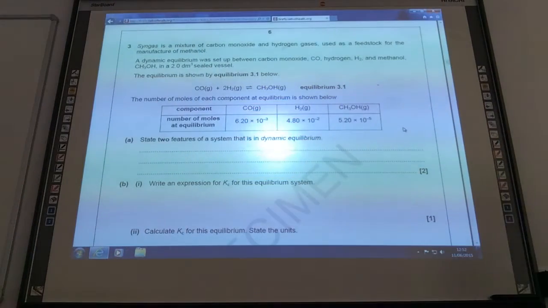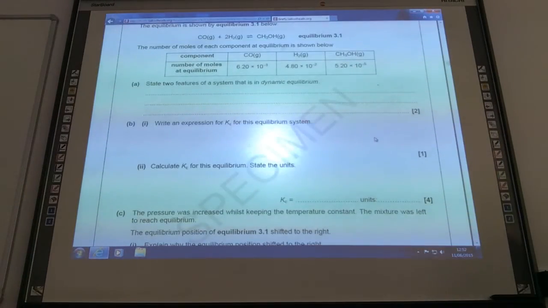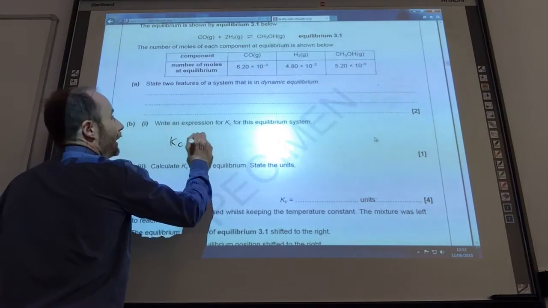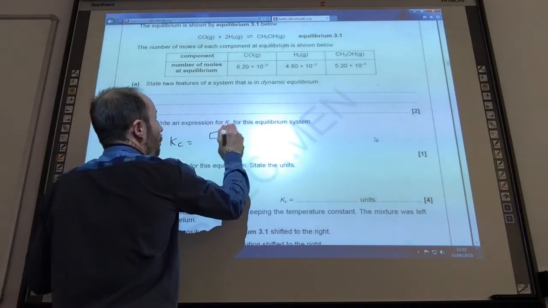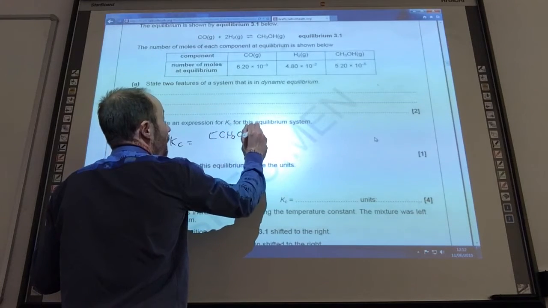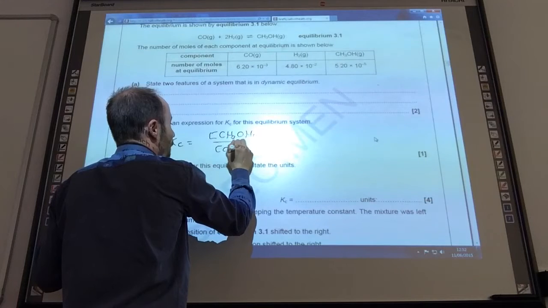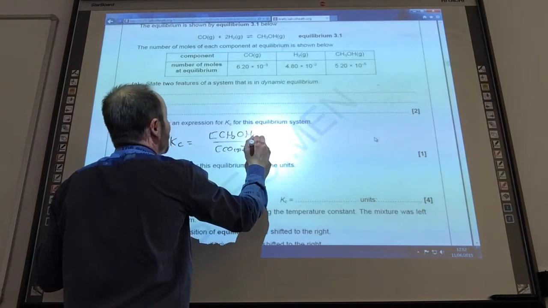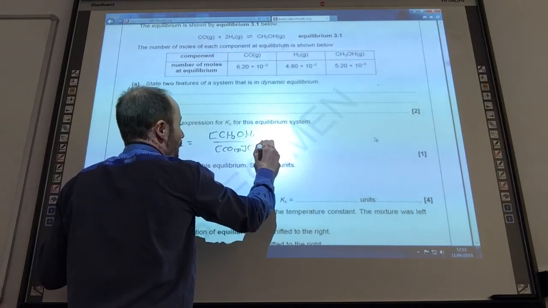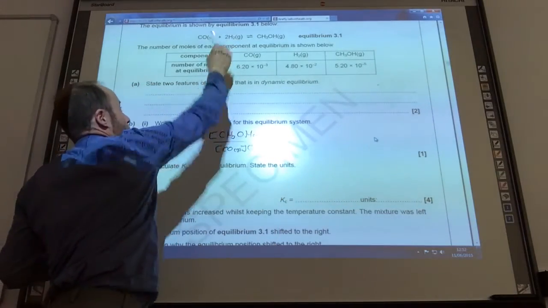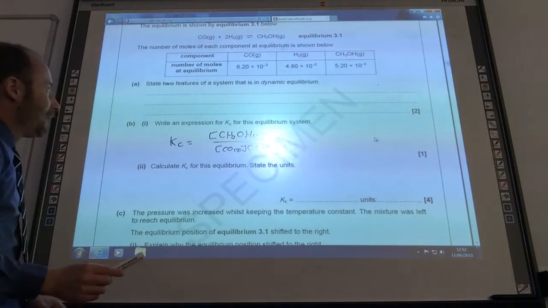Write an expression for Kc. Kc is going to equal your concentration of methanol divided by the concentration of carbon monoxide and the concentration of hydrogen squared, because it's got a 2 up there.